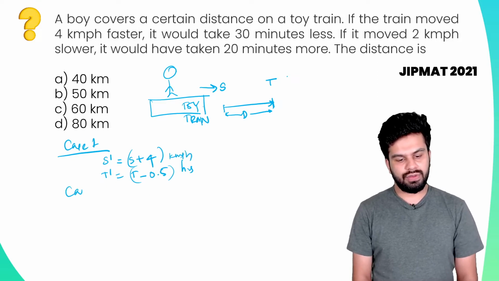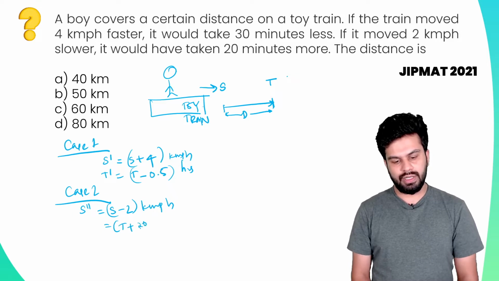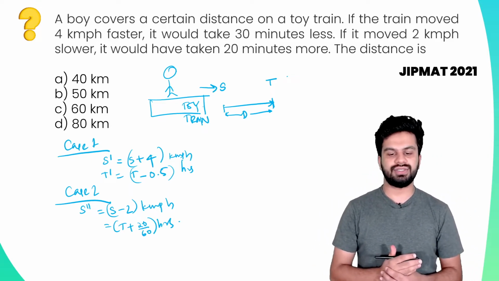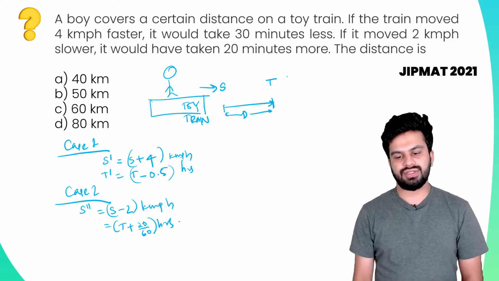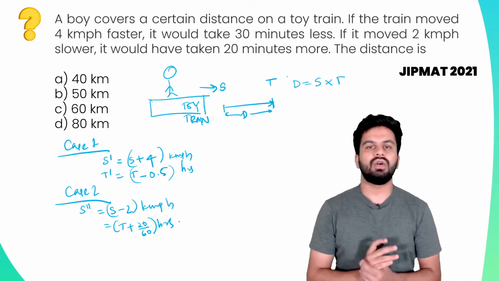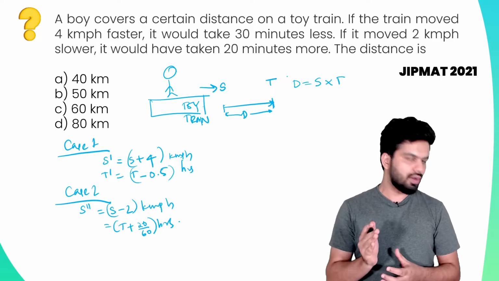And what is case 2 given? Case 2 is given as if it moved 2 km/h slower, so s double dash is equal to s minus 2 km/h, and it would have taken 20 minutes more. So this is t plus 20 by 60 hours. So this is the data given in the question, and we are asked to find the distance d, and the original distance d is s into t, that is speed into time. Okay, I'll give you 1 minute to solve this problem and your time starts now.